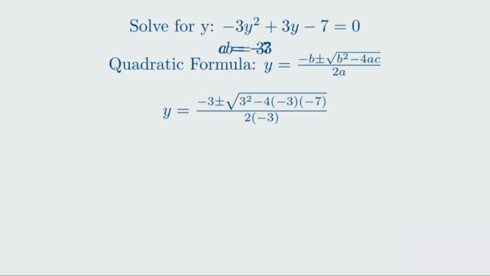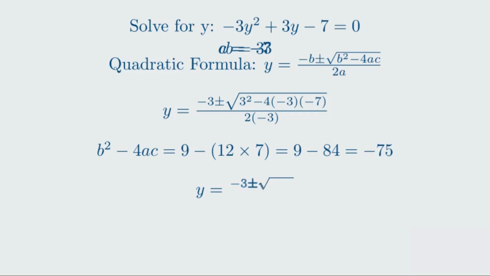Now, let's simplify the expression. Under the square root, 3 squared is 9. 4 times minus 3 times minus 7 is positive 84, so the discriminant is 9 minus 84, which equals minus 75. Since the discriminant is negative, we know our solutions for y will be complex numbers. Let's finish solving for y. y equals negative 3, plus or minus the square root of minus 75, all over minus 6. We can simplify the square root of minus 75.